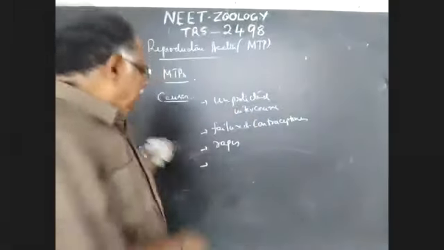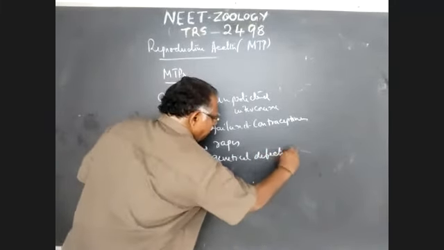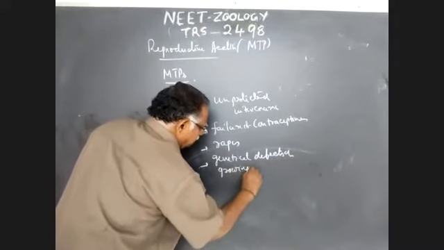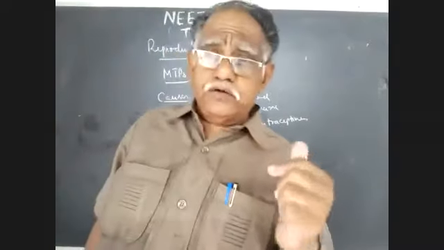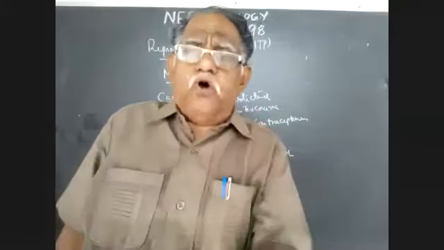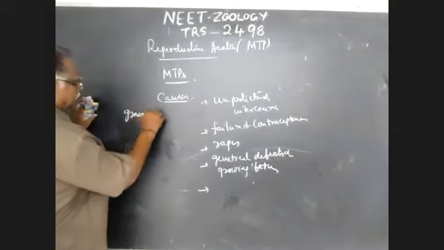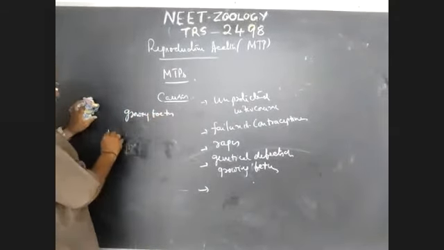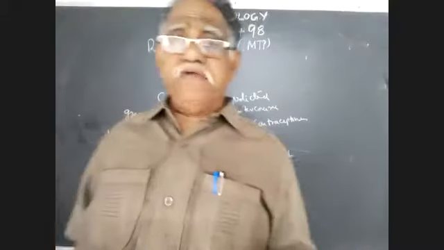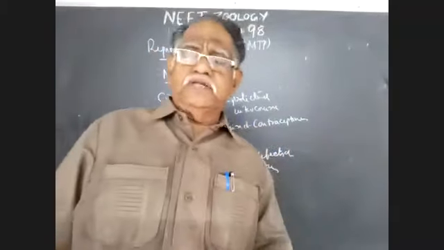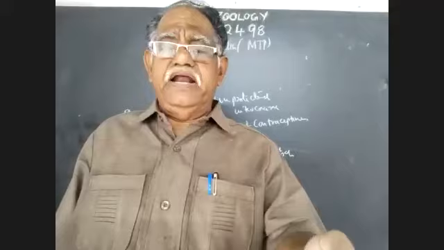And next one, the developing embryo is having any genetical defects, genetical defects of the growing fetus. Next one is harmful pregnancy, either to the mother or to the fetus or for both. If pregnancy is continued, it will affect adversely the growing fetus or the mother or both. Then MTP is recommended and it is legalized.